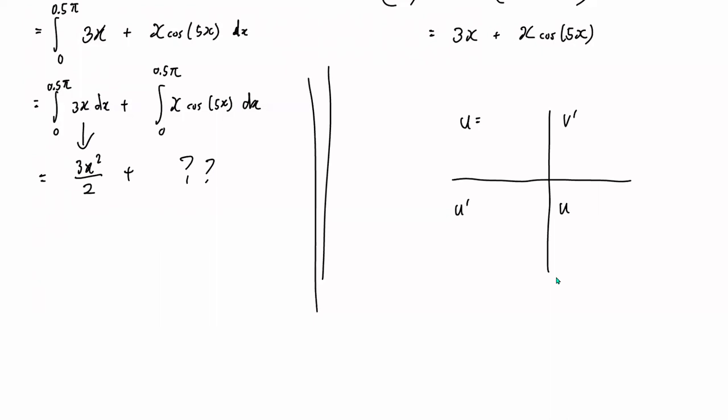Okay, the procedure is you must always select your U and V prime. Notice how you need to differentiate U and integrate V prime over here. Oops, I made a mistake here. This should be a V. Integrate here, differentiate here. So which one do you want to select as the U and the V prime? What other mnemonic? LIATE.